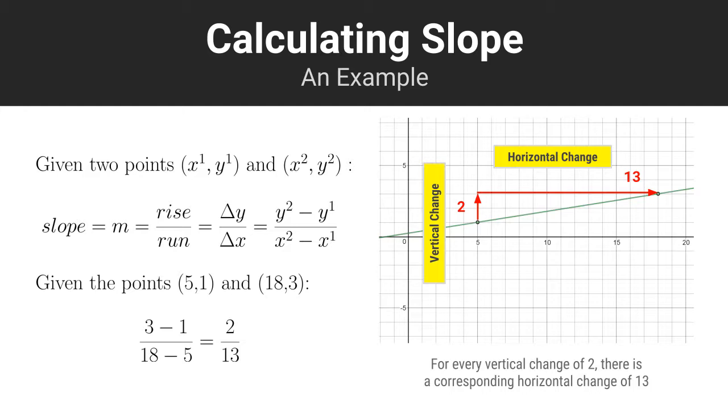To calculate the slope of the line that runs through these 2 points, I use the formula shown here. In the numerator, I find the difference between the y coordinates. This gives me the rise. In the denominator, I find the difference between the x coordinates. This gives me the run. And here you have it. Our slope would be 2/13 because for every vertical change of 2, there is a corresponding horizontal change of 13.